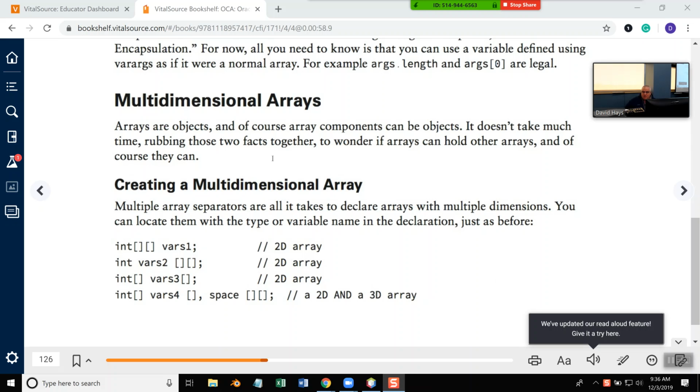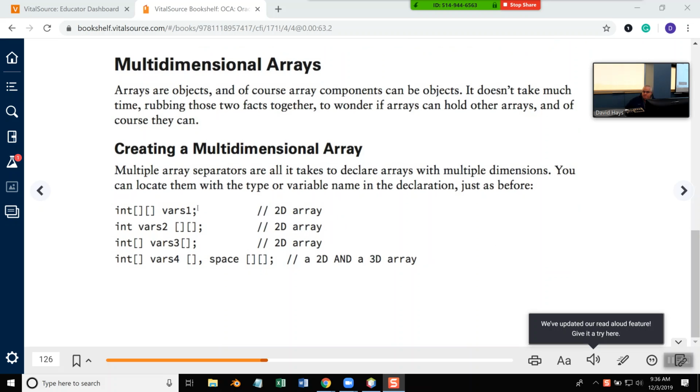Okay, this is multi-dimensional arrays. Where before we just had a single set of brackets, here we have two sets. This is a two-dimensional array. So if you've had college algebra, your matrix has rows and columns. You can think of it that way. It's not quite the same principle.